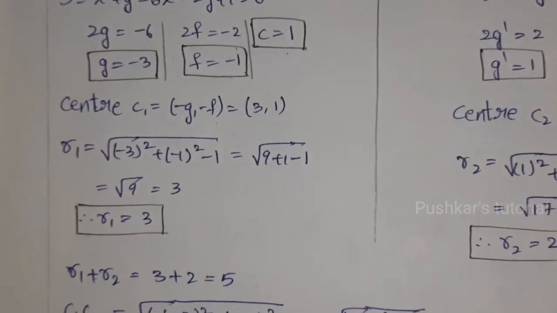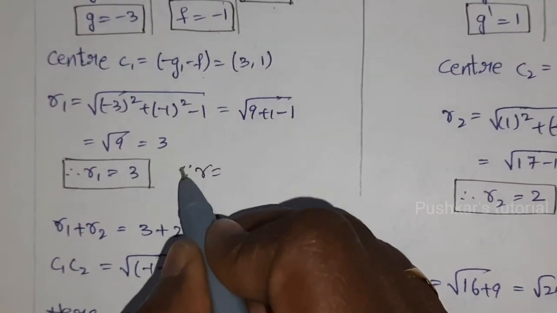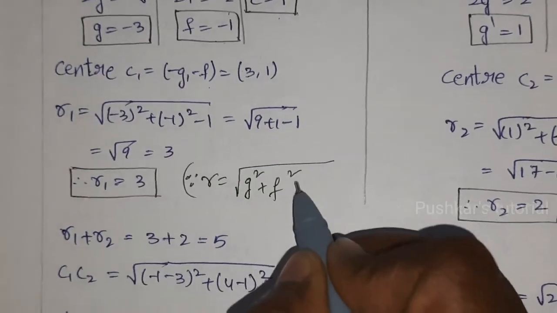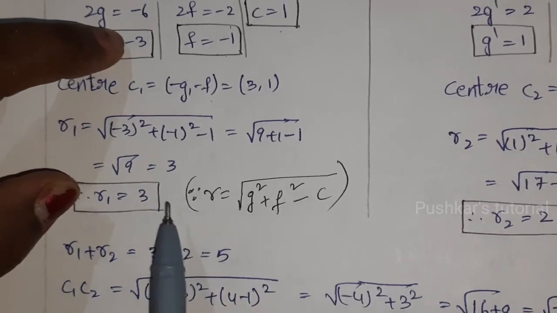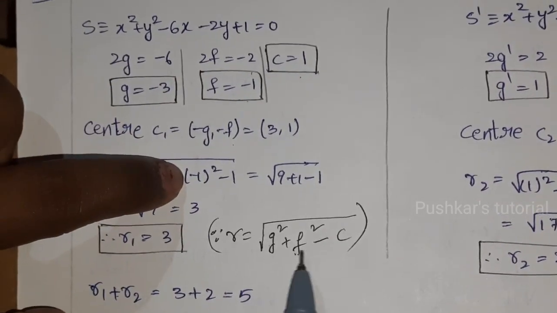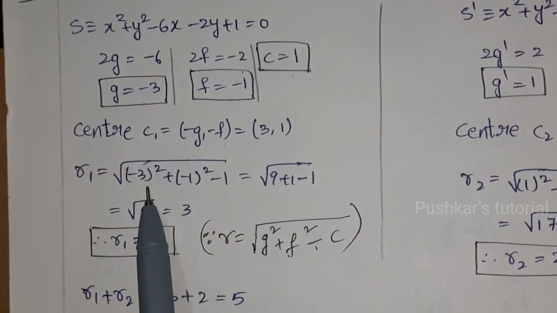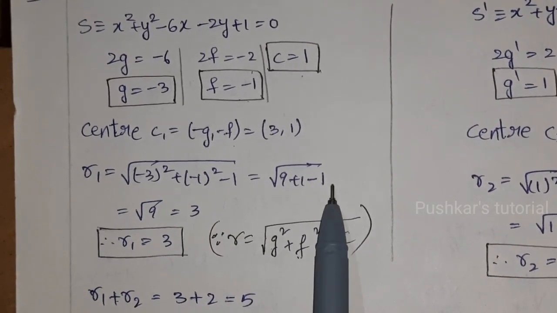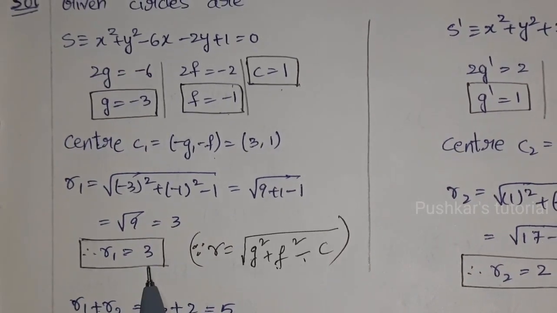Next, radius formula. Radius is equal to under root g square plus f square minus c. So g square means 3 square, f square means minus 1 square, minus c value 1. So 9 plus 1 minus 1, plus 1 minus 1 cancel. Root 9 is 3. So radius R1 value is 3.